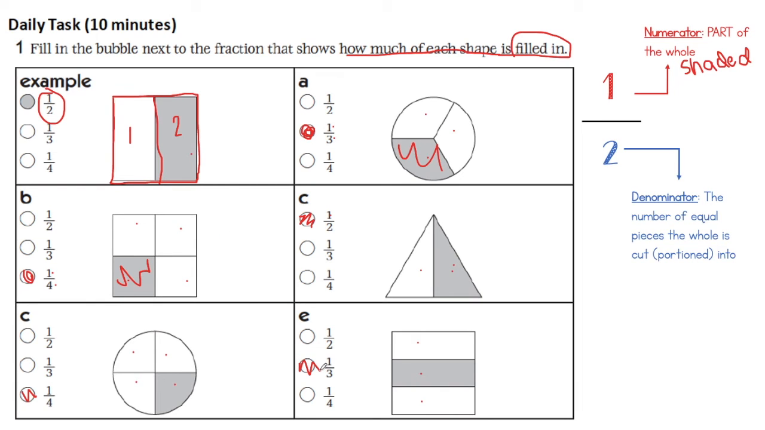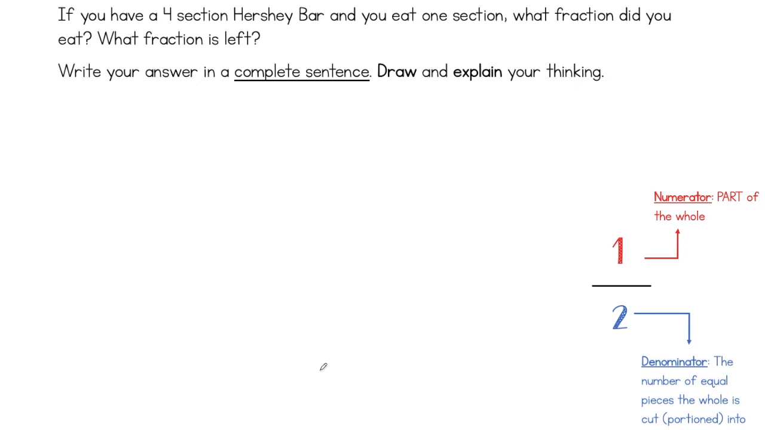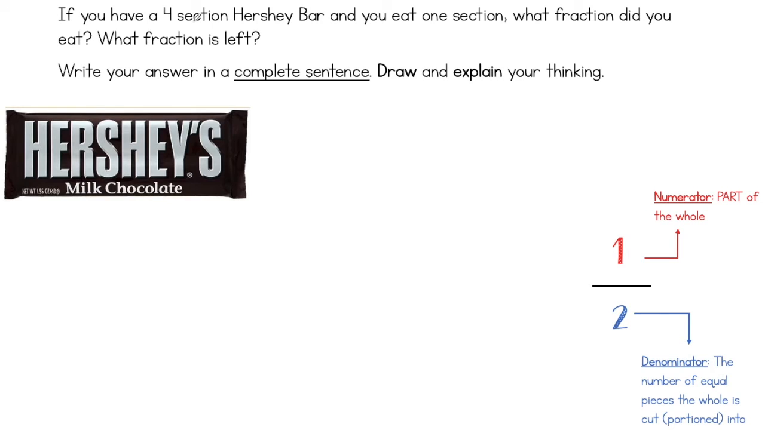Finally, let's go to our last task. A word problem. I've got my numerator and denominator clue here in case you need it. Let's read this problem. It says, if you have a 4-section Hershey bar, so this is about a Hershey bar, and you eat 1 section, what fraction did you eat? What fraction is left? So they're asking us 2 questions.